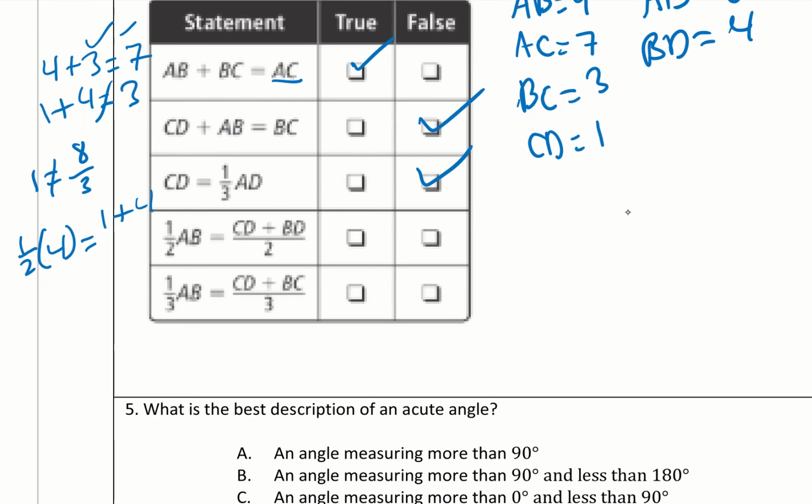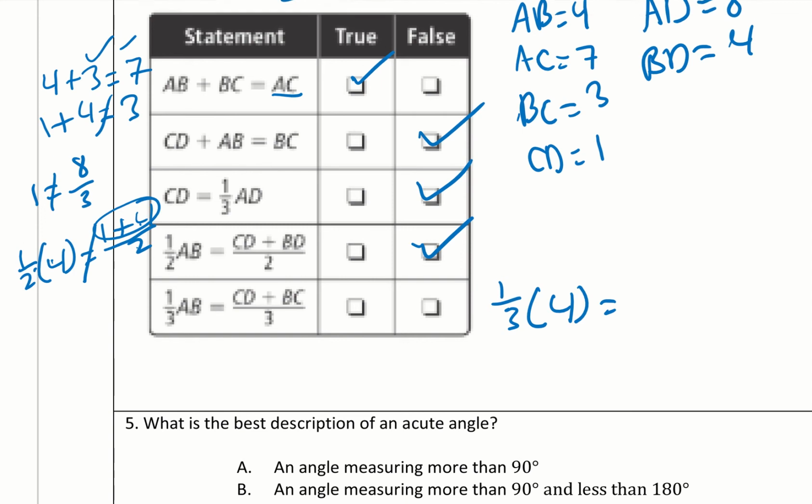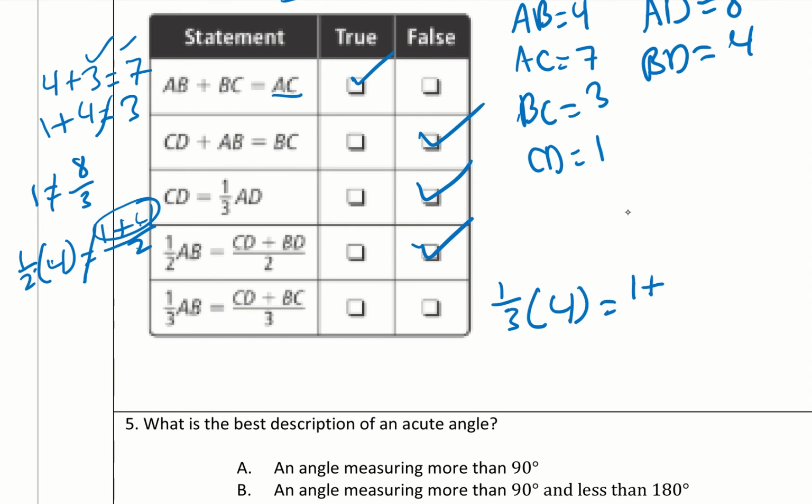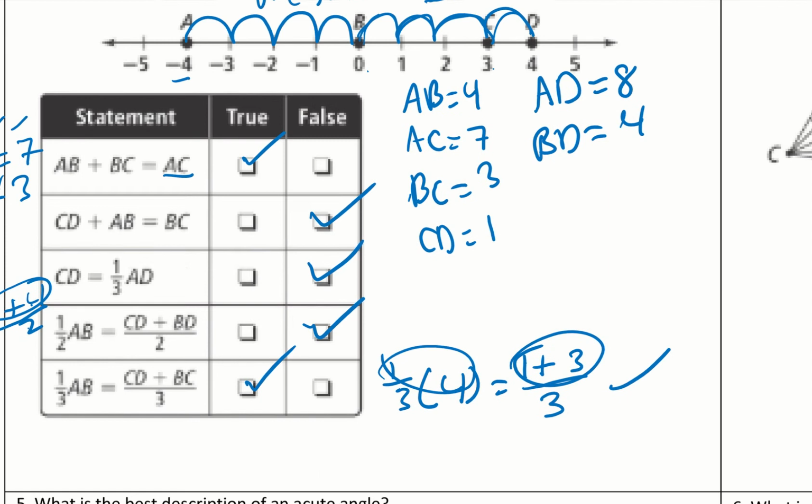So 1 plus 4 divided by 2, which is 5 divided by 2, and 5 divided by 2 is not the same thing as 4 divided by 2, so that's false. All right, so 1/3 of AB, we'll do it over here. 1/3 of AB is 4, and then you got CD, which is 1 plus BC, which is 3 over 3. And this is 4 over 3, and that's 4 over 3, so this checks out. So that's true. And that is it for that question.